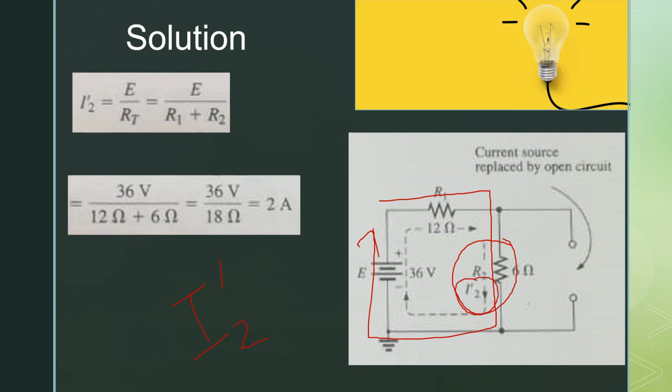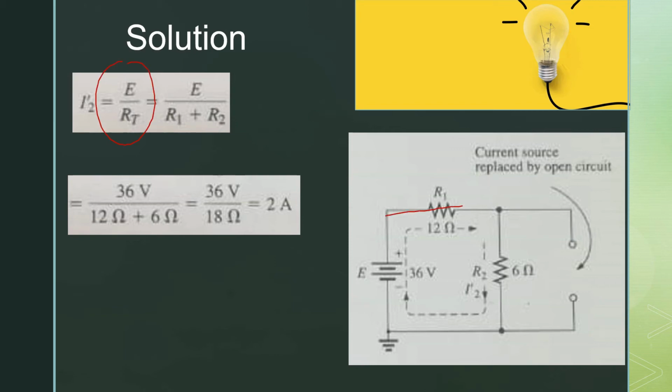I2 prime stands for the current because of the first source. So the value of the current is basically equal to E by RT, where E is the total voltage and RT is the total resistance of that circuit. So I2 prime is equal to E divided by R1 plus R2. When we substitute the values, 36 volts is the value of E, 12 ohm is the value of R1 and 6 ohm is the value of R2. We will get the value of I2 prime equal to 2 ampere, and you will see from the figure that this 2 ampere current is flowing in the downward direction.